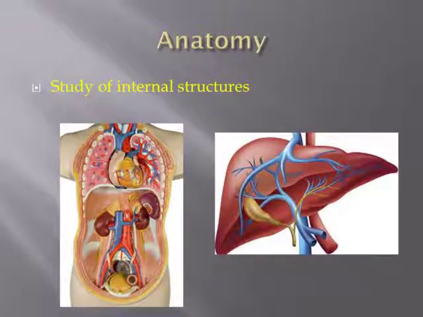And the next is anatomy. In anatomy we study the internal structure. For example, if we study the liver, heart, digestive system, their whole structure, then it would be under anatomy. So anatomy is different from morphology. In morphology we study the external structure, and in anatomy we study the internal structures of living organisms.